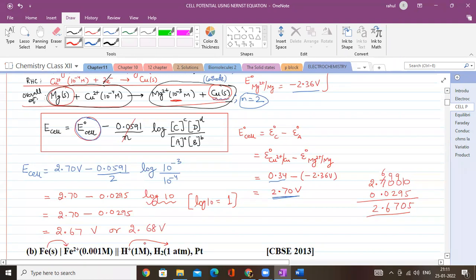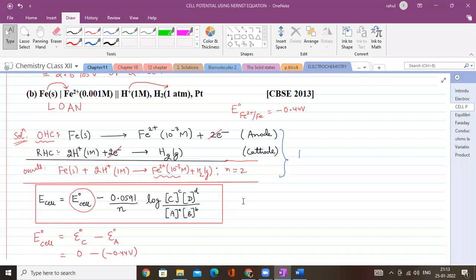So you will be getting full marks for writing 2.6705 or 2.68 volt also will do. This is one question that we have done now. Let's take up the next question now.